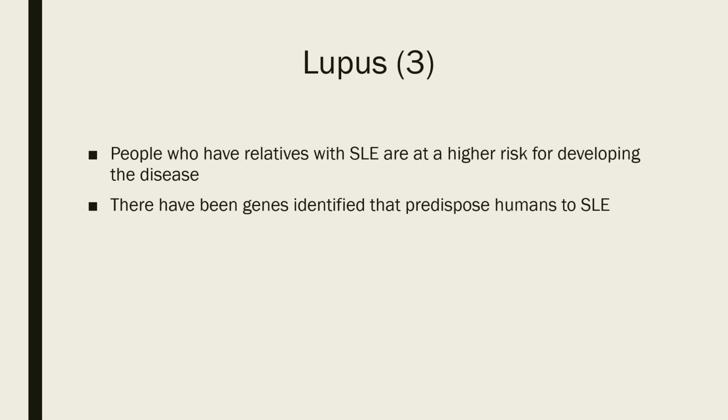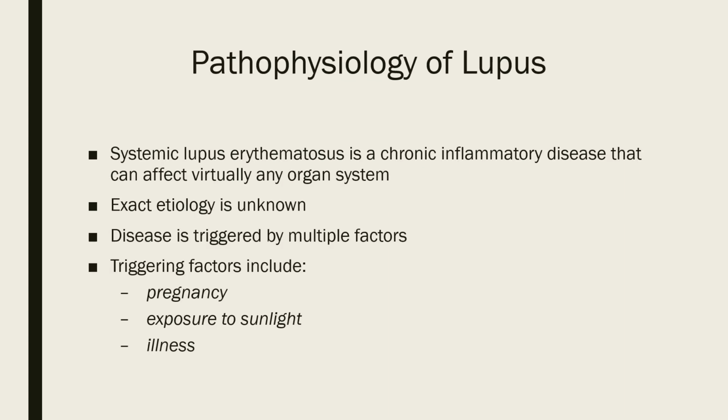So people who have relatives with SLE are at a higher risk for developing the disease. There have been genes that have been identified that will predispose humans to SLE. So, systemic lupus erythematosus is a chronic inflammatory disease that can affect virtually any organ system. Etiology is unknown, it is unclear.